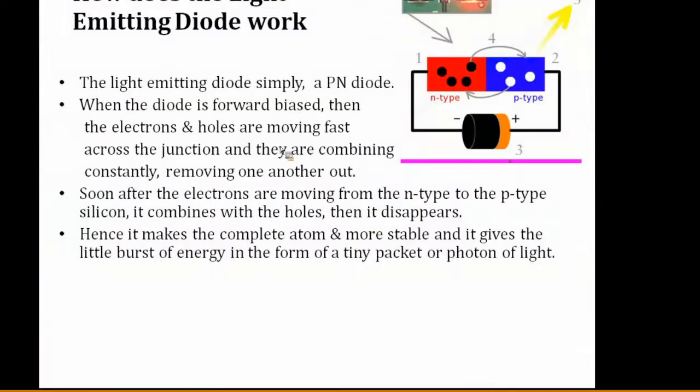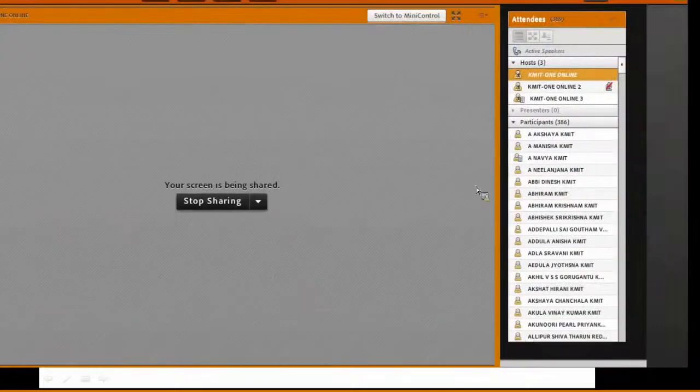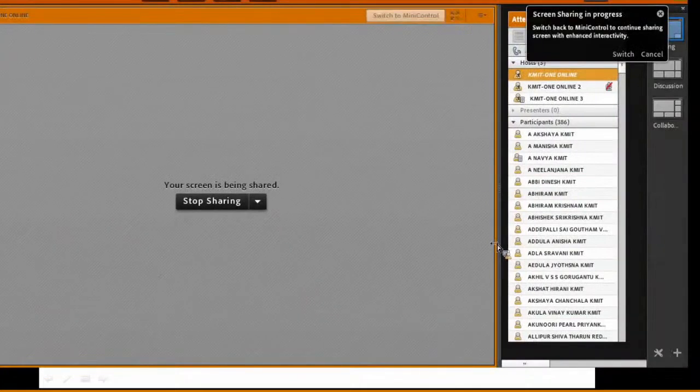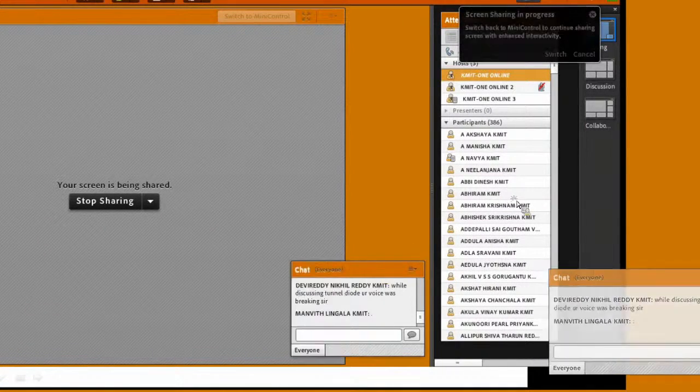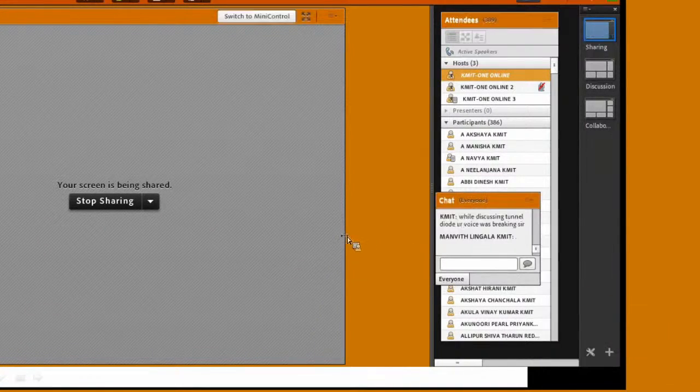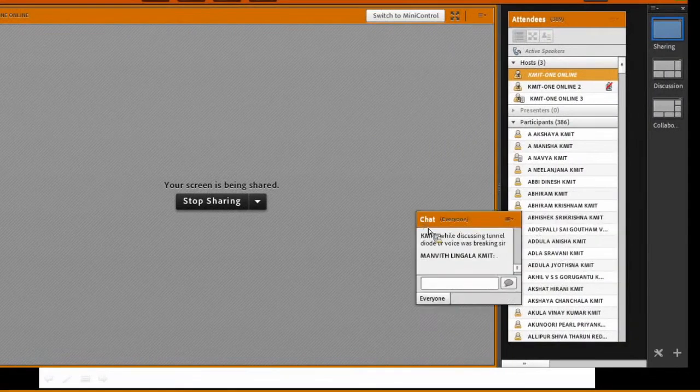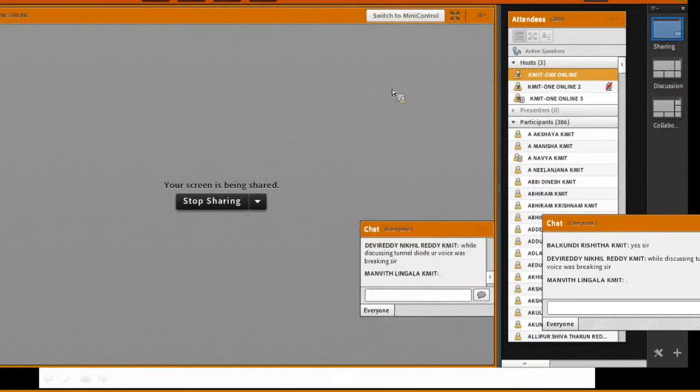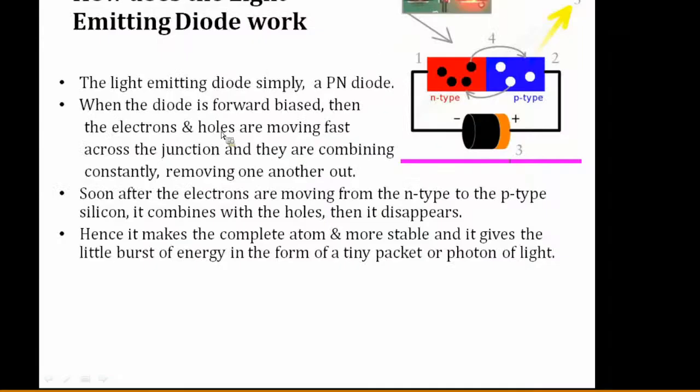Okay, how is the LED going to work? Now we'll see the basic operation of this LED. Now, the light emitting diode is simply a PN diode. When the diode is forward biased, then the electrons and holes are moving fast across the junction. Now that is the basic procedure.